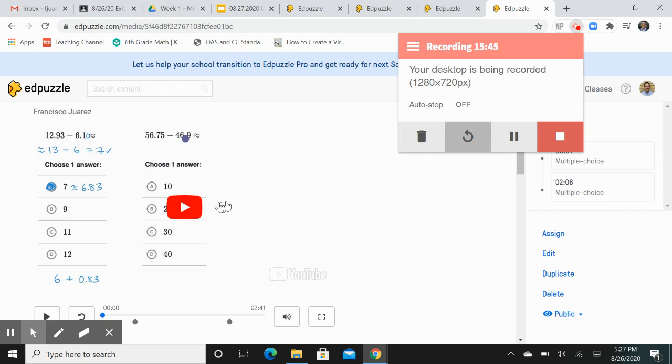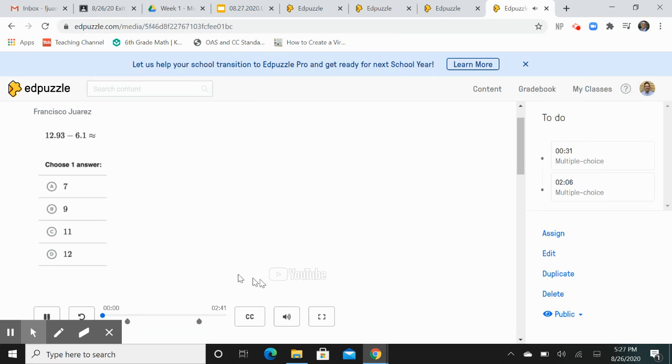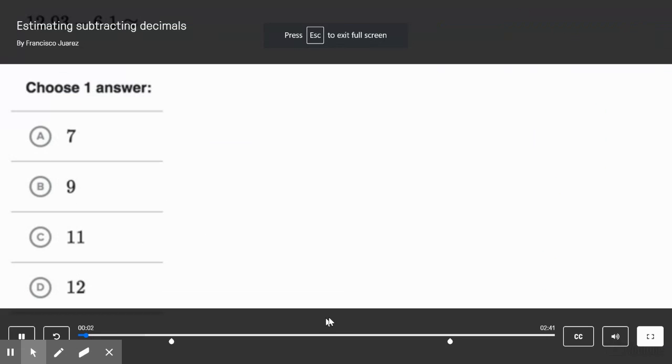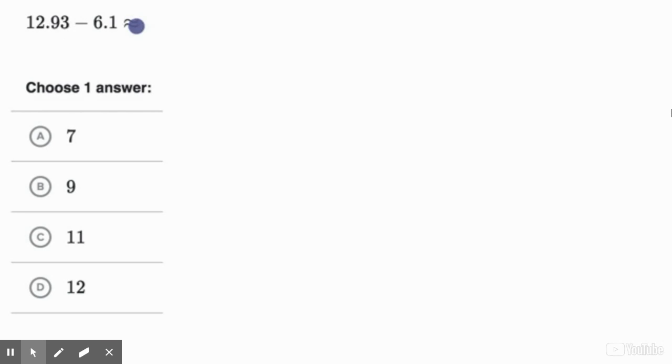And now for our last and final video. All right, now let's get some practice estimating subtracting decimals. So over here it says 12.93 minus 6.1 is approximately equal to what? This squiggly looking equal sign you can view as roughly equal to or approximately equal to. So pause this video and see if you can figure it out. And you shouldn't really need paper for it. The whole point of estimation is to be able to do it quickly and get close to the answer. You don't have to get the exact answer.